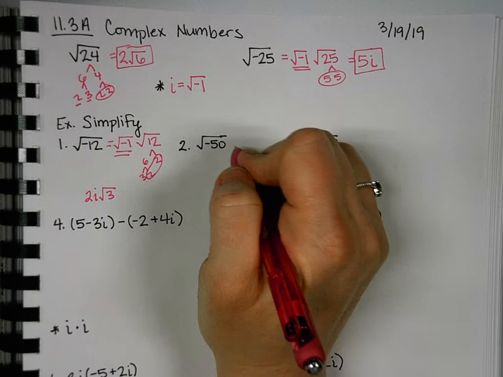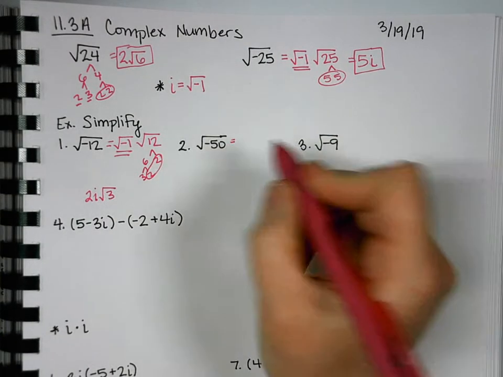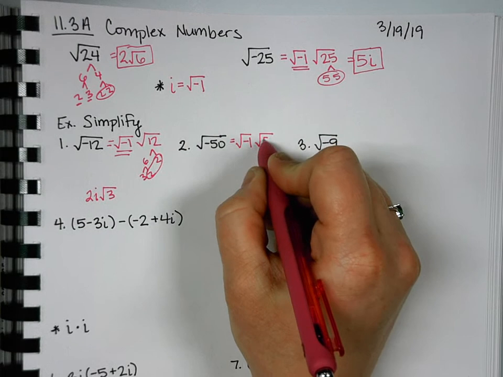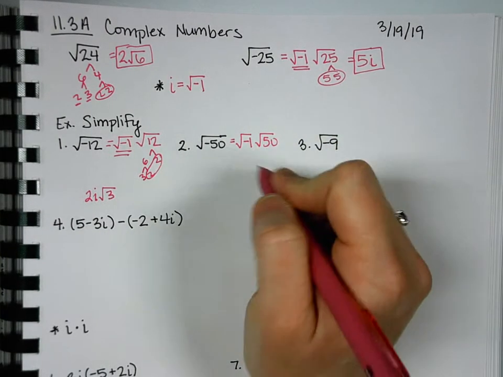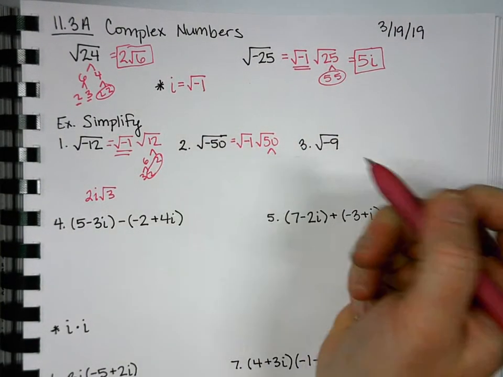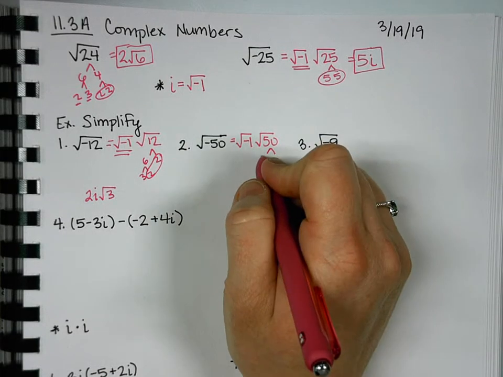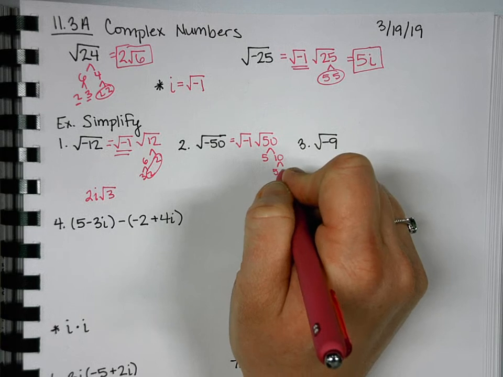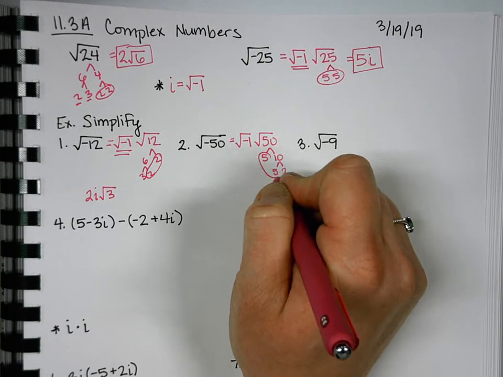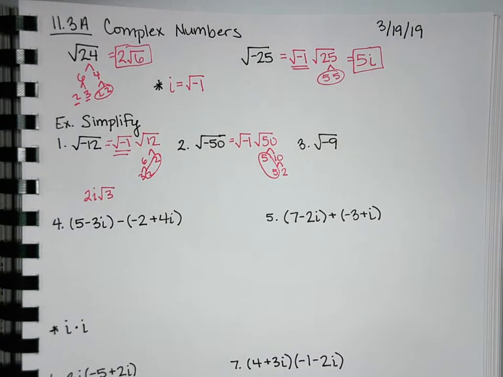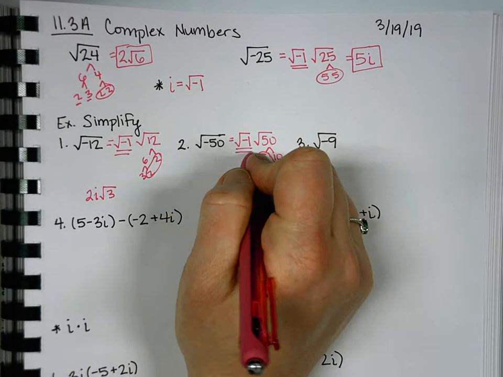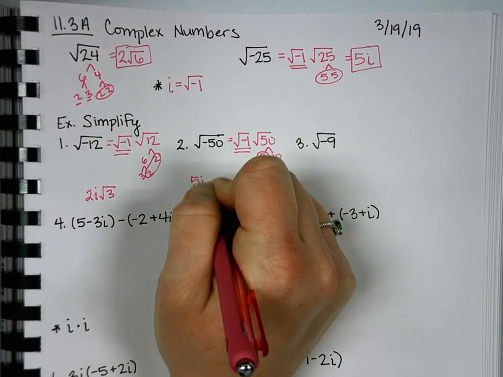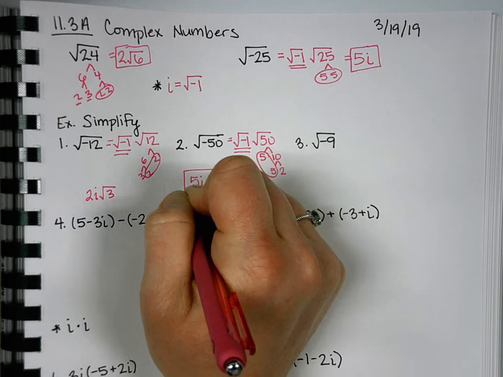Okay, what about -50? So we separate it, and then what multiplies to 50? 5 and 10, and then 5 and 2. So we have a pair of 5s. What's the square root of -1? So we have 5I square root 2.